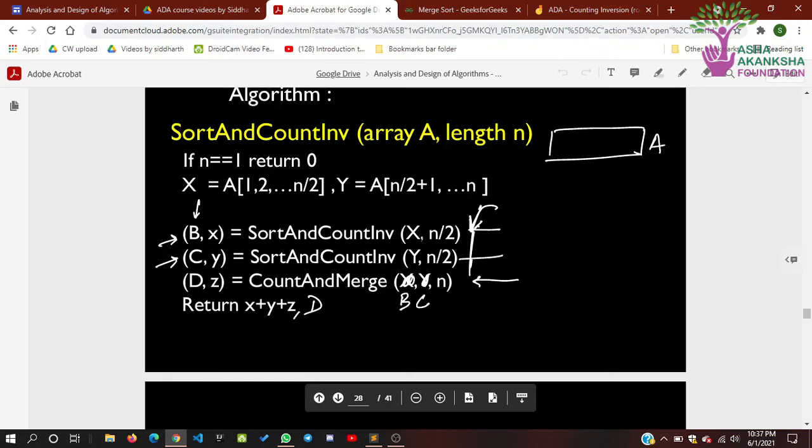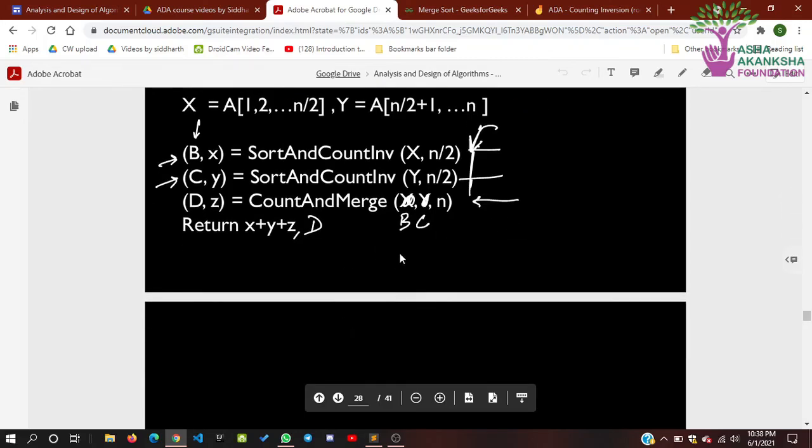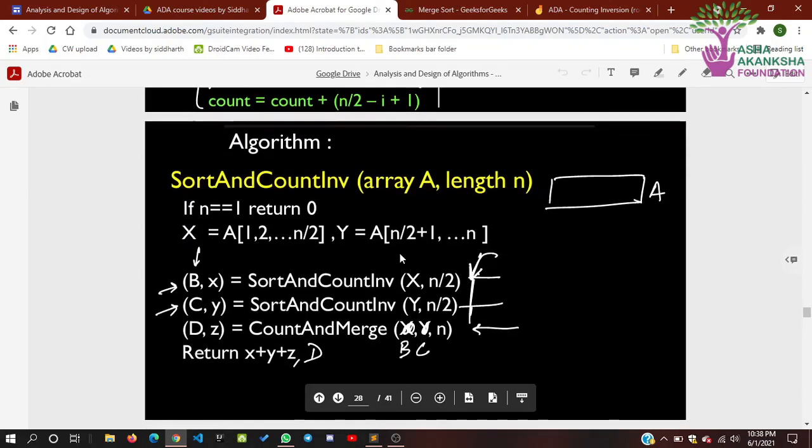We take this array X as the input, and suppose the sorted array was capital B, and x is the number of left inversions. Capital C is the right subarray which was sorted. B and C are sorted, B is the left subarray, C is the right subarray, and y is the number of right inversions. Then we input B and C here, and then we get D, which is the overall sorted array, and Z is the number of split inversions. We just output all of these things. This is the merge sort algorithm, and there is nothing more to it.